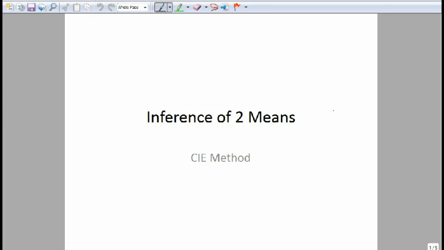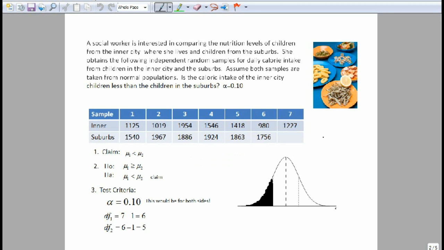Now we're going to use the CIE method for finding the inference of two means. A social worker is interested in comparing the nutritional levels of children from the inner city where she lives and children from the suburbs. She obtains the following independent random samples for daily caloric intake from children in the inner city and the suburbs.